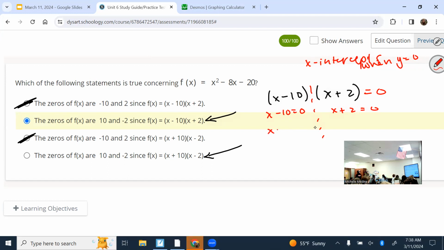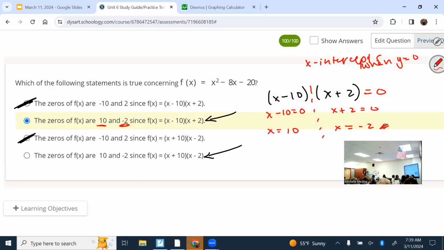One where x is 10, that's why 10 was one of our zeros. And one where x is -2. So keep that in mind. The question might be more procedural, but also you need to be able to identify the right zeros anyway.